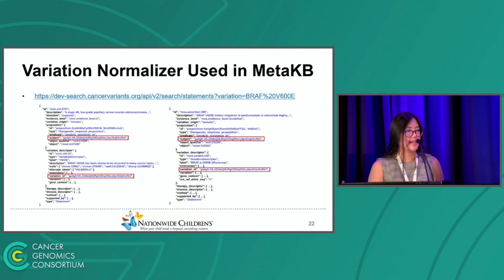Here's an example of a query that you can make in MetaKB, which relies on the Variation Normalizer. In this query, we're trying to find all the statements or evidence items where the variation is BRAF V600E. Here are 2 of the many evidence items that are returned in this query. On the left is a CIViC evidence item, and on the right is a MOAlmanac assertion item. Each of these knowledge bases represent BRAF V600E differently, but the Variation Normalizer is able to return the same computed identifier. So we can emphasize that the VRS computed identifier allows us to do easy lookups of variation, even when represented differently across knowledge bases.